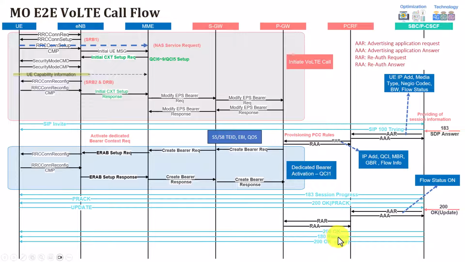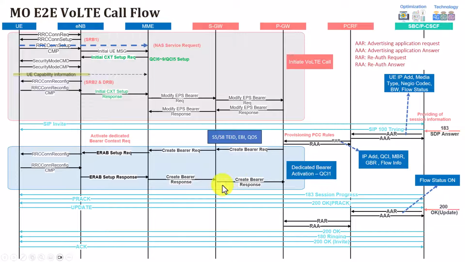200 OK INVITE comes after the 180 Ringing once the user picks up the call. So the terminating picks up the call. So after the 180 Ringing, you'll send 200 OK as INVITE for the same INVITE, confirming. Once the user confirms that he sees the message, he will now send an acknowledgement message, as you can see here, confirming the call is established.